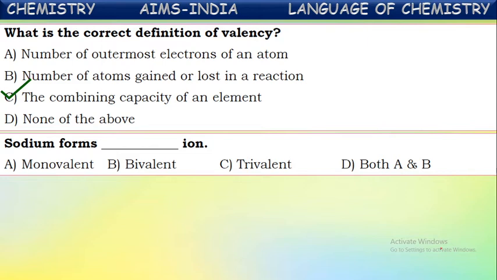Sodium forms which ion? Generally, sodium has only one electron in its valence shell. So sodium will be ready to lose that one electron and form a Na plus ion with 1 unit positive charge. The ion formed by losing one electron is called a monovalent electropositive ion, or monovalent cation. So the valency is 1, so it is called a monovalent ion. Mono is nothing but 1. Monovalency means valency is 1. So sodium is a monovalent ion.